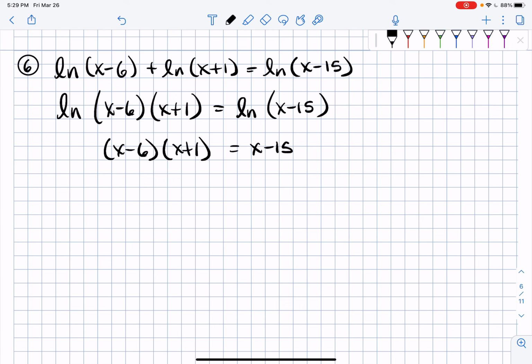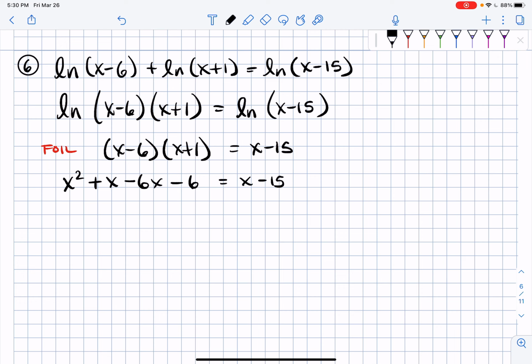Oh no, I got to FOIL. So you got to FOIL this side, right? And that's going to give me an x squared plus x minus 6x minus 6 is equal to x minus 15. I see an x squared. I see an equal sign. So it must mean I have a quadratic equation. Yeah, that wasn't very good. I know. So anyways, let me see.